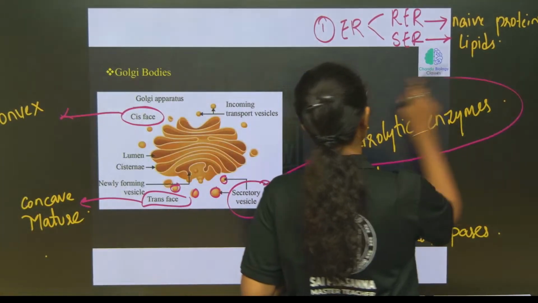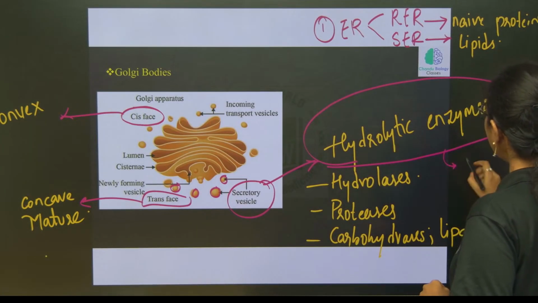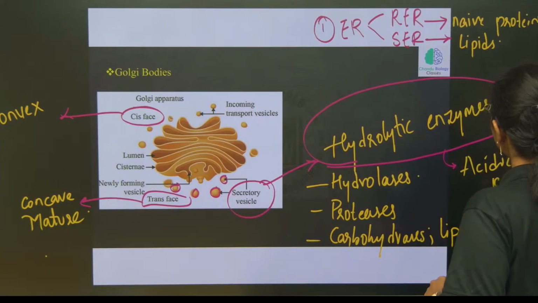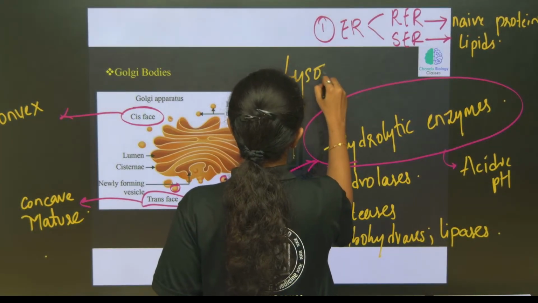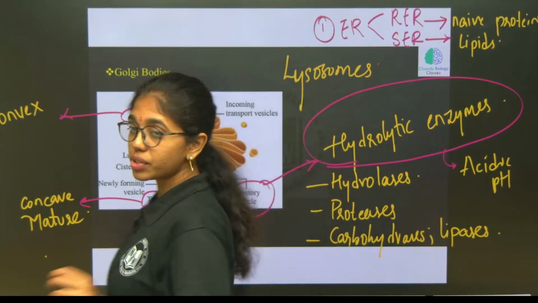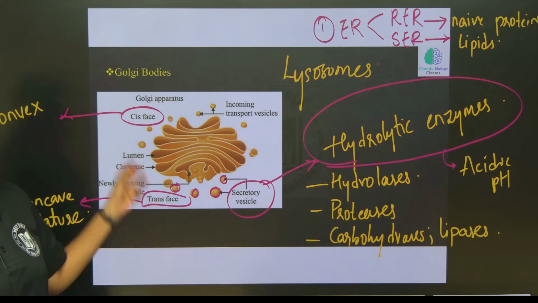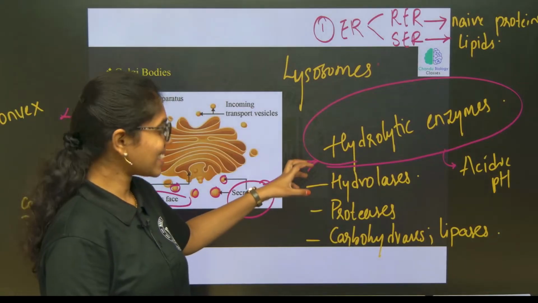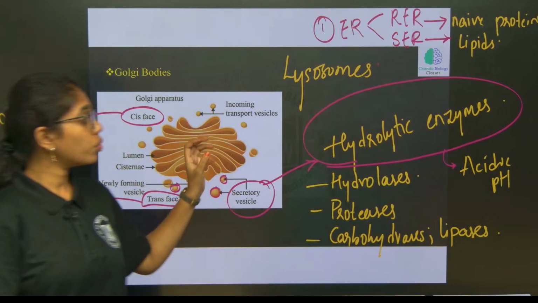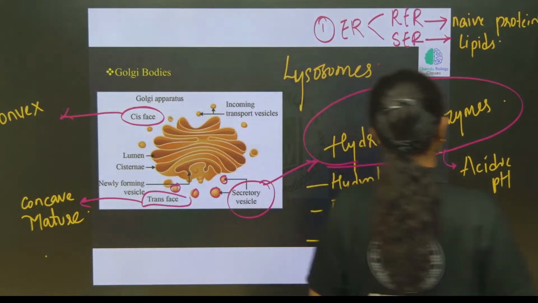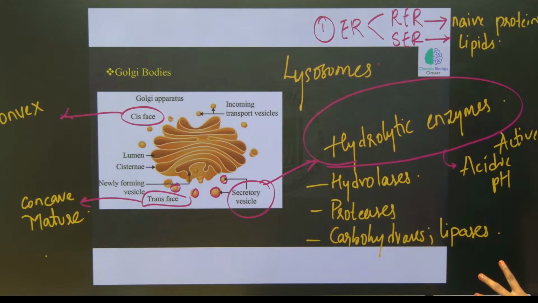These are present in secretory vesicles which have acidic pH. So these secretory vesicles are called lysosomes. Secretory vesicles which are released out from the trans phase, concave phase of Golgi bodies, have hydrolytic enzymes like hydrolases, proteases, carbohydrases and lipases. These enzymes are active in acidic pH, and these are lysosomes.